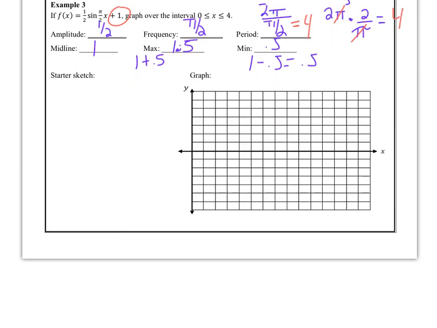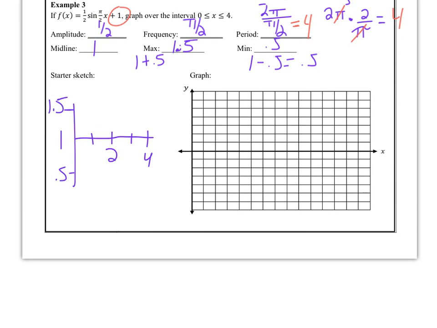So we're going to jump down here now and make our starter sketch. And again, I still want to see that starter sketch before you start putting over there. That way it doesn't look really ugly. It's amazing how ugly some of these graphs can get. All right, so our maximum is 1.5. Our minimum is 0.5. And we said it was going to end at 4. So it's not really hard to count over to 4. So here's boom, boom, boom. So 4, 2. We're good to go.